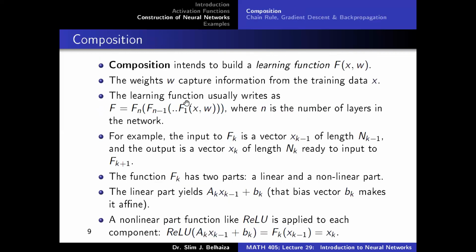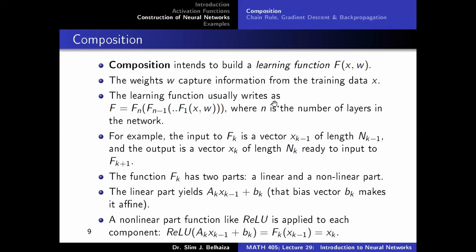The last thing we'll see before the examples is the composition, or the construction, of the neural networks. The composition intends to build what we call a learning function, f of x, w. And here the weights w capture the information from the training data x.